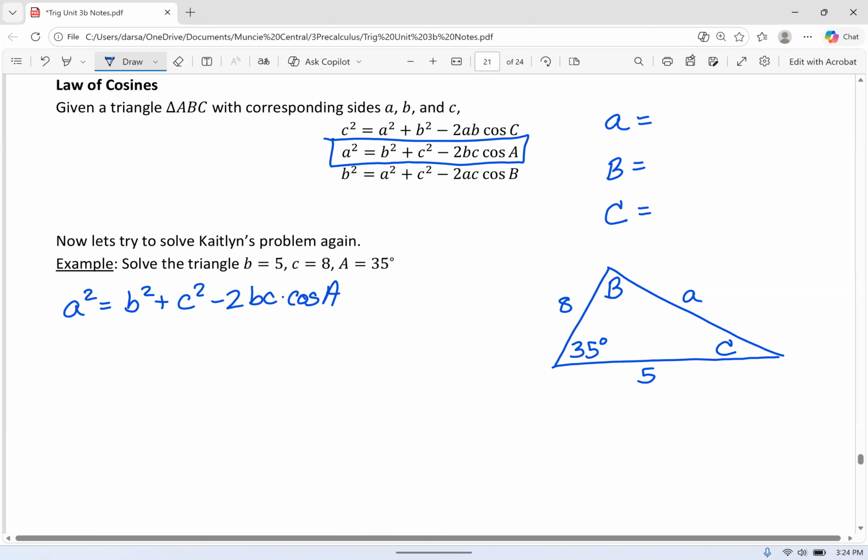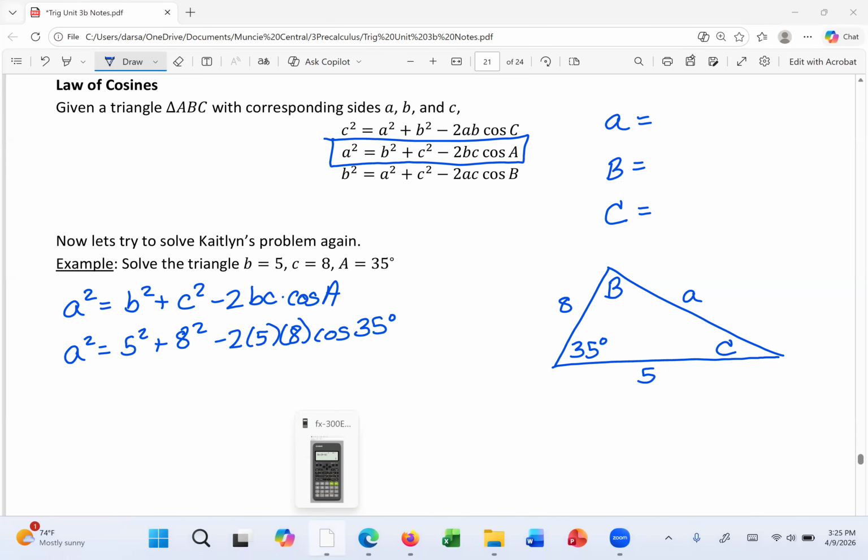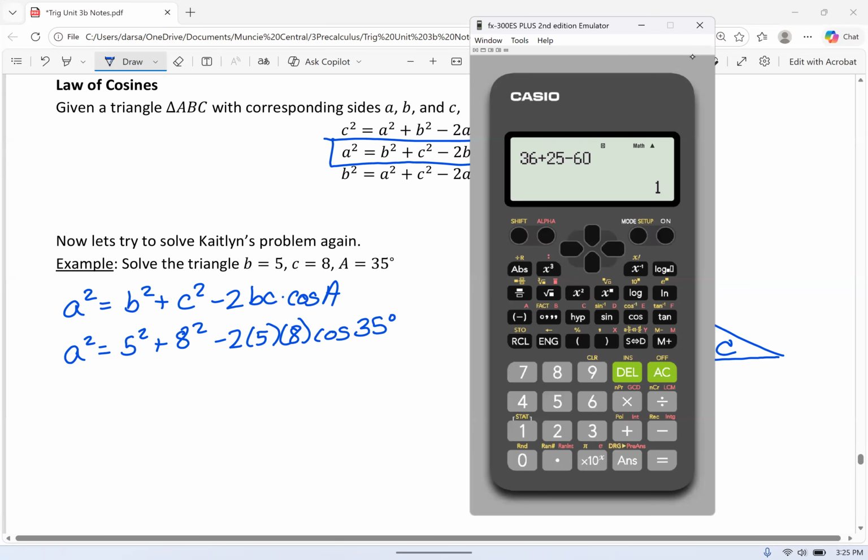Now you're probably already guessing what the next step is. I know what b and c and big A are, so we're going to go ahead and plug those in. So that's going to be 5 squared plus 8 squared minus 2 times 5 times 8 times cosine of 35 degrees. Okay, you could simplify things at this point, but my experience is students who try to simplify at this point end up just messing things up.